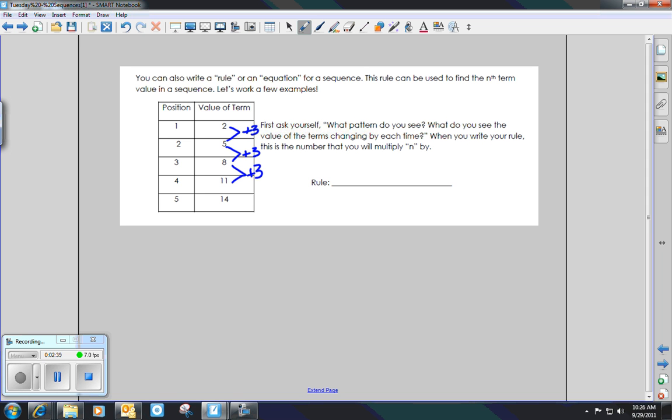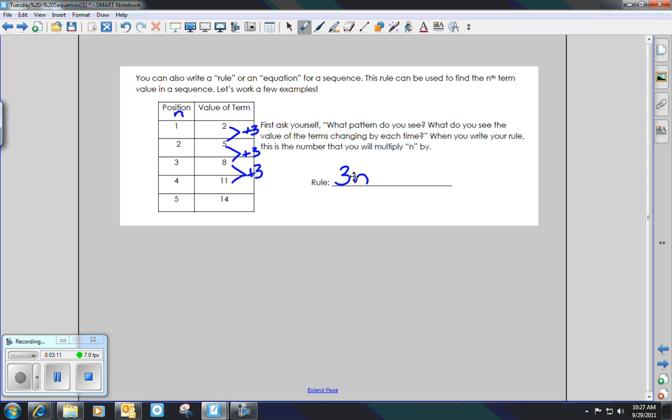Now, when we go to write our rule, we're going to use this pattern. Okay, we are going to use this pattern to create our rule. So if it's add 3 to the previous term, we're going to start by multiplying our position number times 3. Okay, so my rule is going to be 3n. Now my position number stands for n. So right now I have 3 times n for my rule because this was add 3. I'm going to multiply a positive 3 times n.